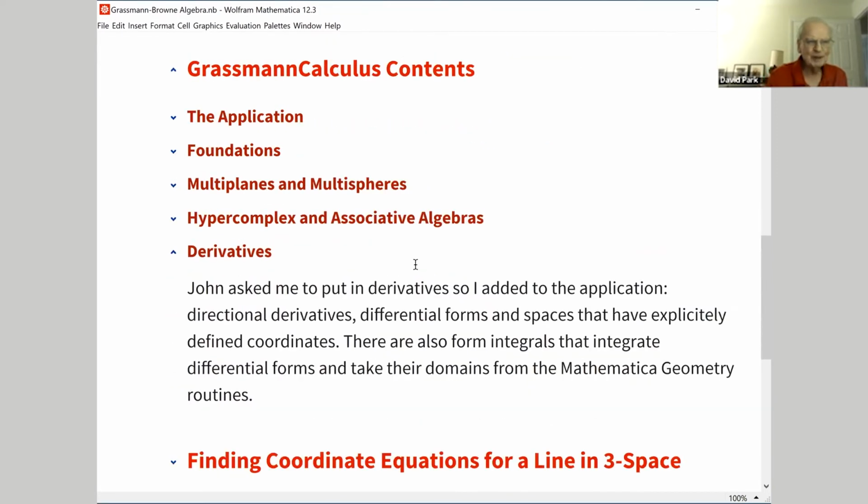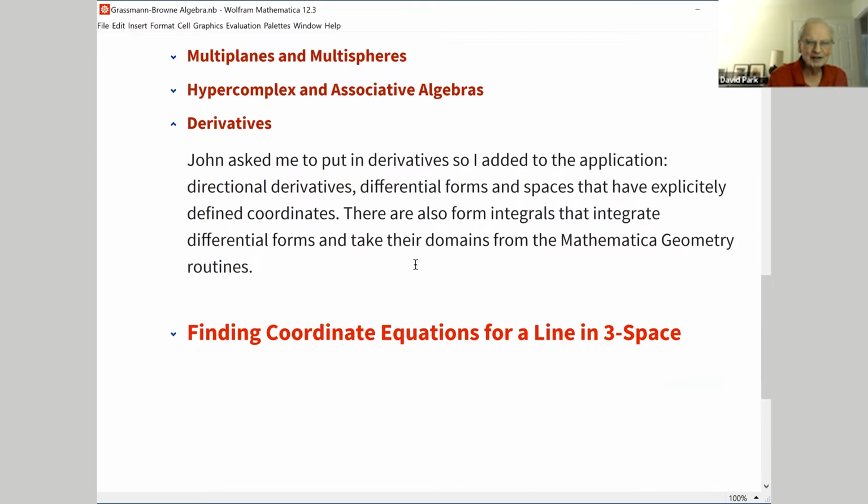John asked me to put in derivatives, so I added the following to the application: directional derivatives, differential forms, and spaces that have explicitly defined coordinates. There are also form integrals that integrate differential forms and take their domains from the Mathematica geometry routines. And this is a very nice example of how Grassmann algebra can mesh with Mathematica, and it's just beautiful.